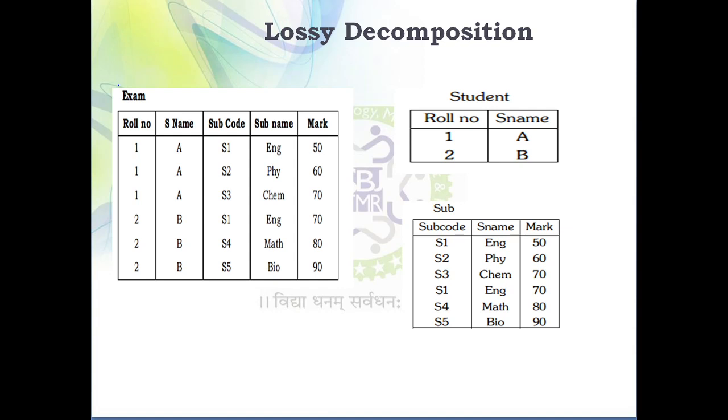Is there any common attribute between the student table and subject table so that we can perform a join operation? No, there is no common attribute between them. That's why if we try to join these 2 tables, we are not getting the original table back, because there is no common attribute present. So there is no possibility of getting the original table back. In this case we lose one piece of information: which student got how many marks in which subject. This information is lost. So this is a lossy decomposition. This is the first thing in lossy decomposition, that you are going to lose some information.